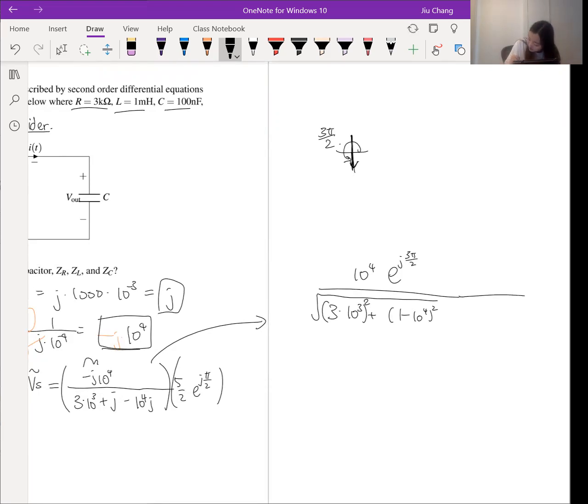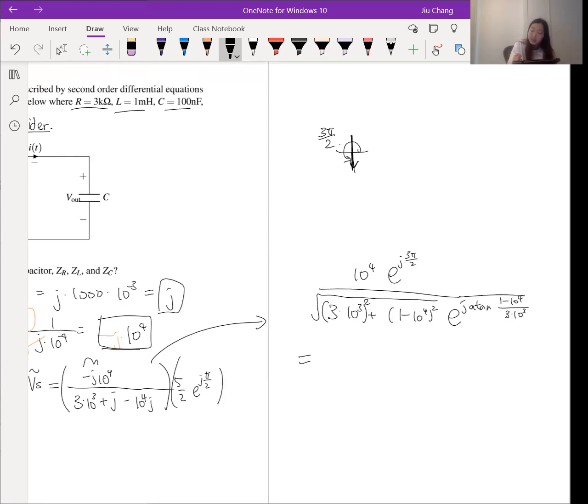And as a phase, that would give us arctan of (1 minus 10 to the power of 4) over 3 times 10 to the power of 3. The imaginary part over the real part.